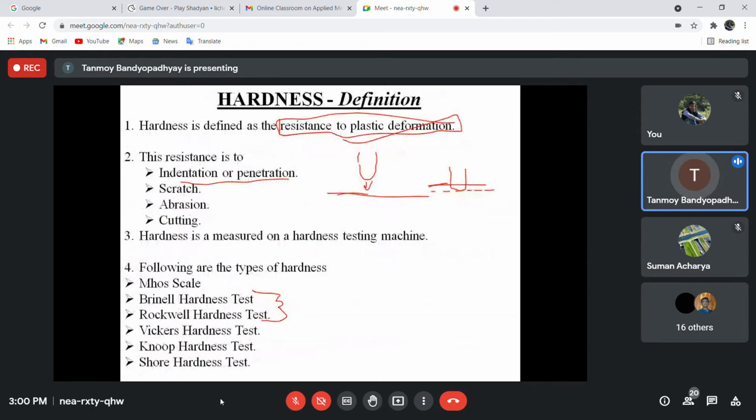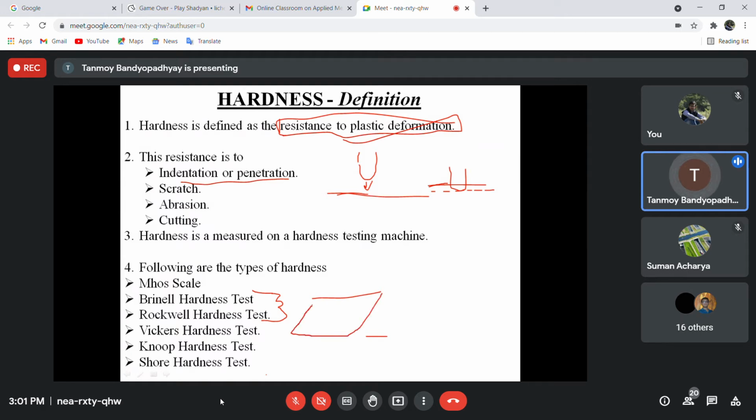Achha. Now I come back to this part, where we wanted a short discussion on resistance to plastic deformation. So what is resistance to plastic deformation? Suppose we have, suppose this is the specimen.